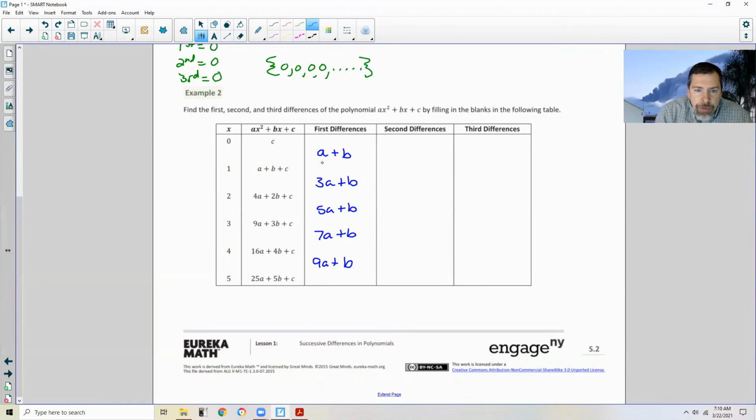Then to the second difference, 3a minus a is 2a. B's cancel. 5a minus 3a is 2a. B's cancel. 7a minus 5a is 2a. B's cancel. 9a minus 7a is 2a. B's cancel. So the second difference was 2a, 2a, 2a, 2a. And then finally, the third difference is going to be 2a minus 2a, or 0, 0, and 0. So there is the first, second, and third difference of a polynomial, actually a quadratic in this case.